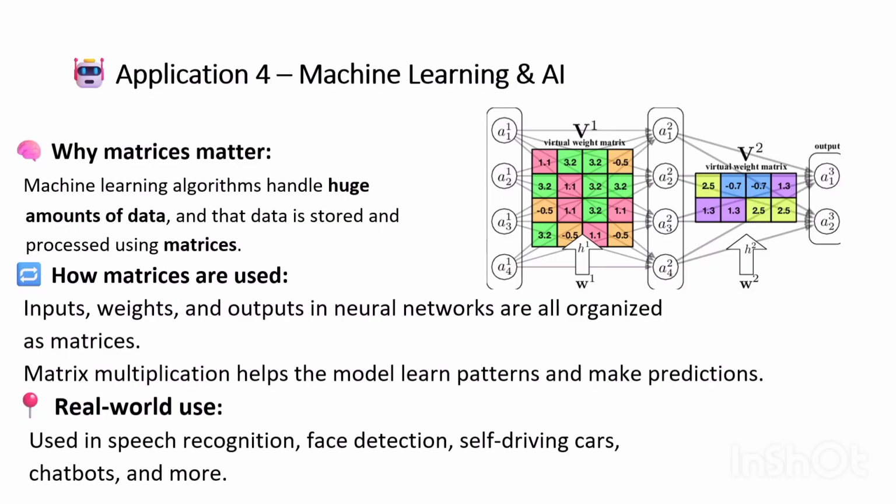In machine learning, computers learn from data. The data is stored in matrices. Neural networks, which are the brain of AI, use matrix multiplication to learn and make decisions. It is used in self-driving cars, voice assistants, and many smart tools.